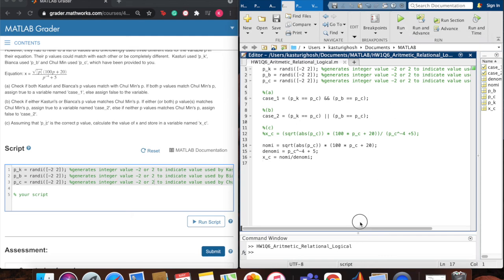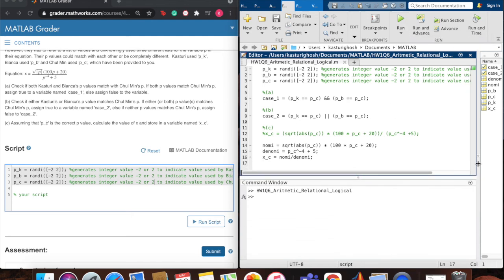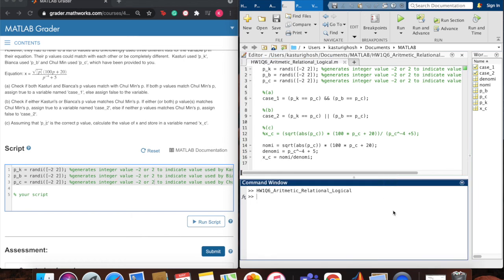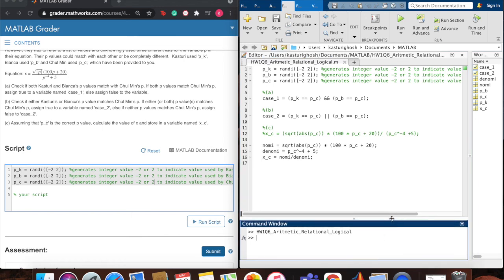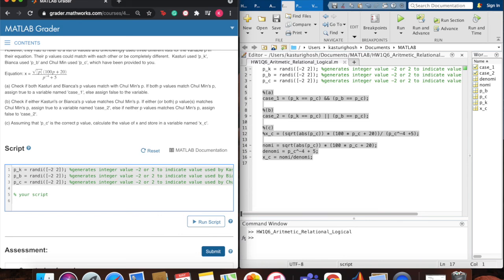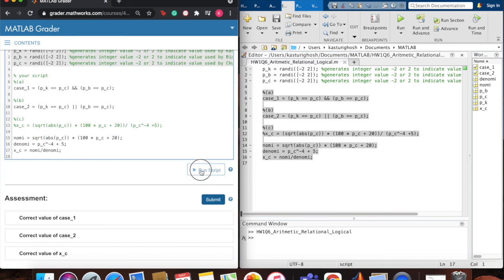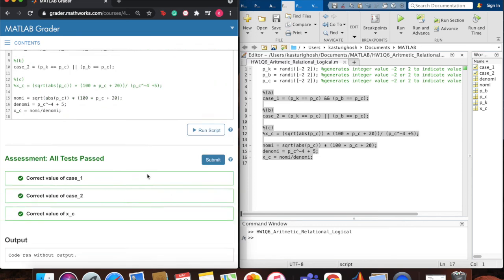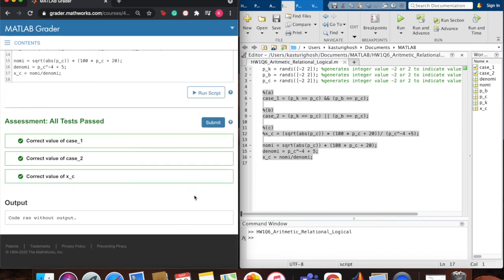It's running and I have no errors right here, and I have all my values here in the workspace. Perfect. So I'm going to copy this code, making sure that I'm not recopying the PK, PB, and PC values. Then I'm going to run the script and click submit. All tests passed, perfect.